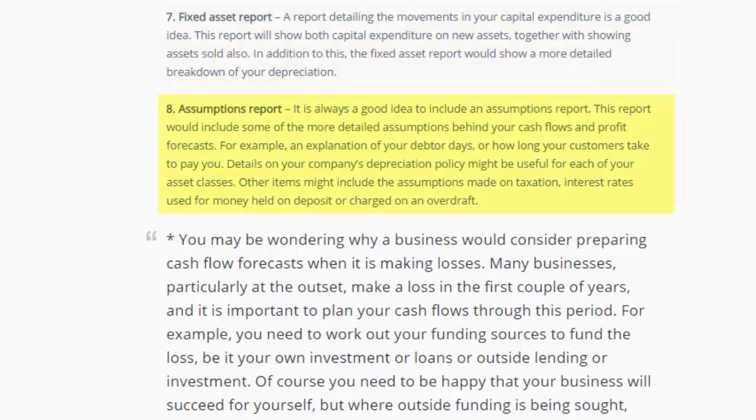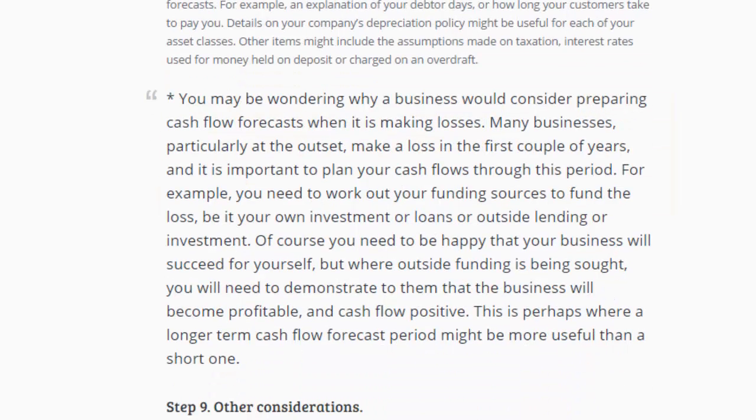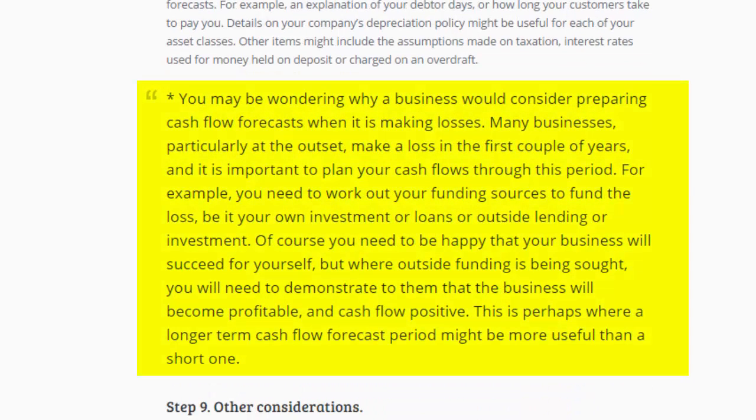I also like to add in for good measure an assumptions report, and the assumptions report would give you details like the tax rate that the company pays, a bit more explanation behind your debtor days, how long you are saying that your customers are taking to pay you. Your depreciation policy also might be useful, and things like that. And maybe if you've got money held on deposit, the assumption for the deposit interest, or alternatively you've got an overdraft, the overdraft interest.